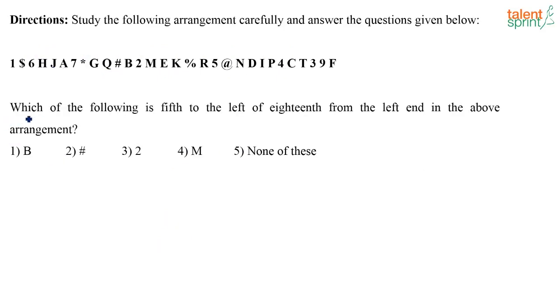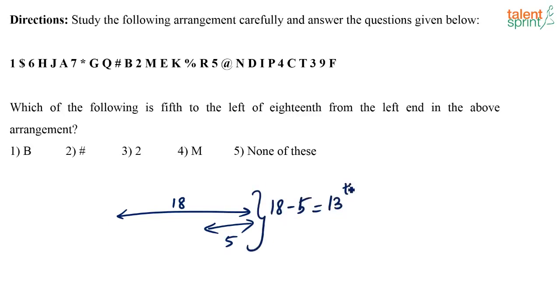Next. See here what are they asking? Which of the following is fifth to the left of the 18th element from the left end in the above arrangement? So when they ask you like this, what should you do? See, fifth to the left of the 18th element from the left. So generally how will you find? First you will find the 18th element from the left, and from here you will go back 5 elements, right? Or basically what you have to do is just 18 minus 5, or you have to find out the 13th element from the left. That's all what you have to find out. You needn't do it in 2 steps. You can also do it in 2 steps, but instead of that you can directly do it like this.